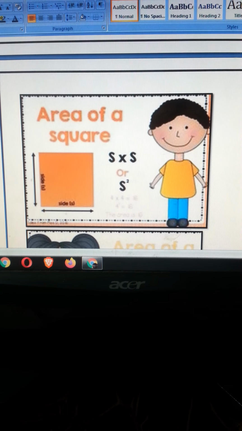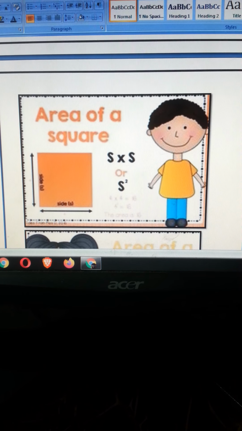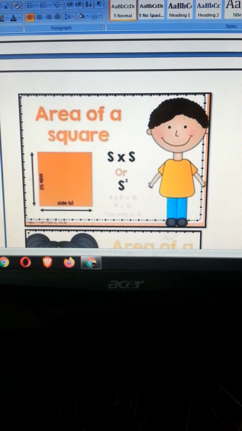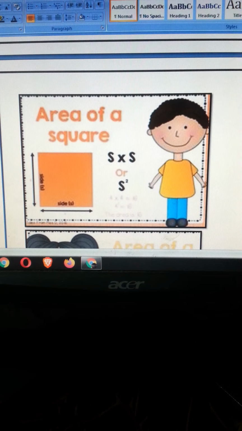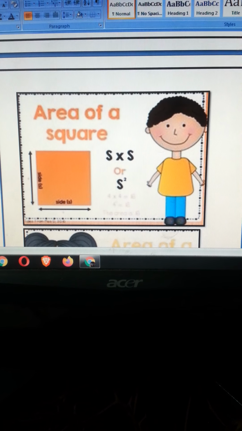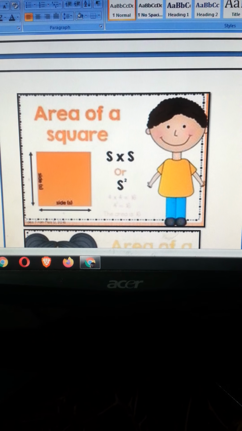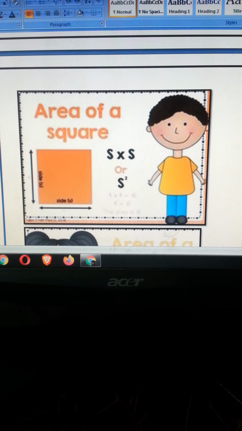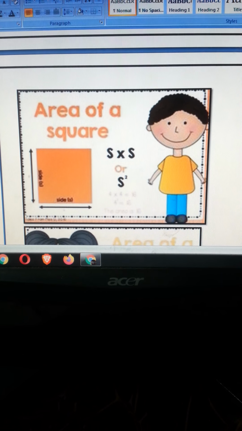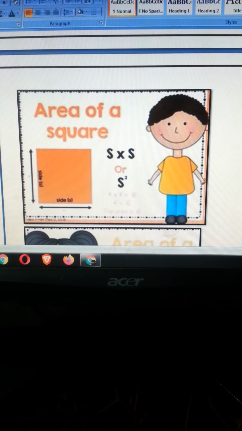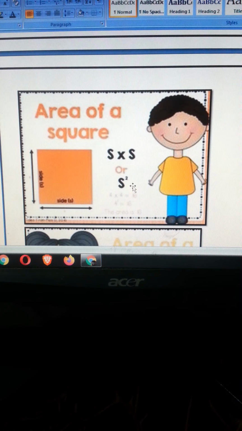Let's discuss the square. You can see a picture of a square over here. You know that a square is something which has all sides equal, right? It has all the sides equal, so it is a square. So the formula for the area of a square is side by side, or s multiplied by s, or s times s.